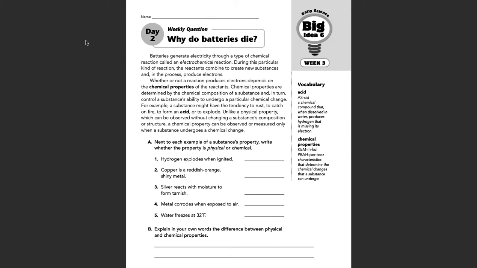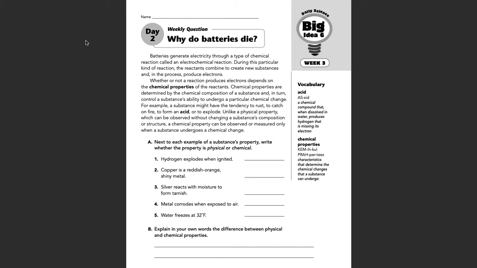I'm going to read through the passage, follow along, and then we'll move on to parts A and B. Batteries generate electricity through a type of chemical reaction called electrochemical reaction. During this particular kind of reaction, the reactants combine to create new substances and in the process produce electrons. Whether or not a reaction produces electrons depends on the chemical properties of the reactants.